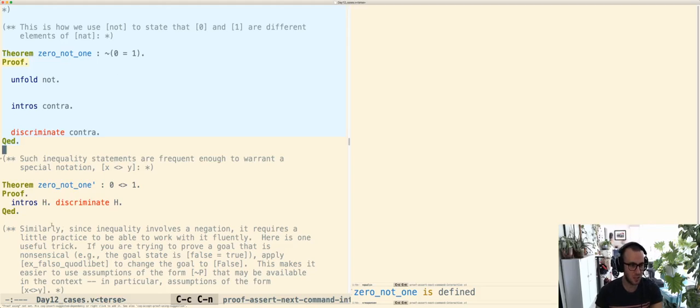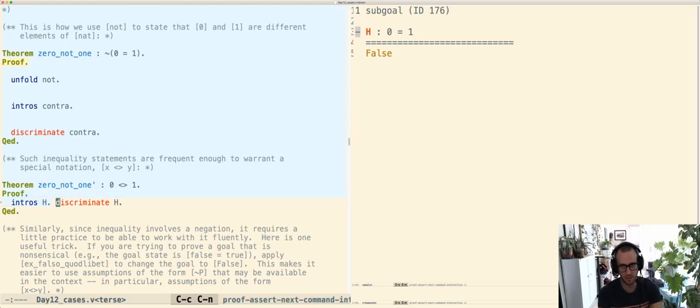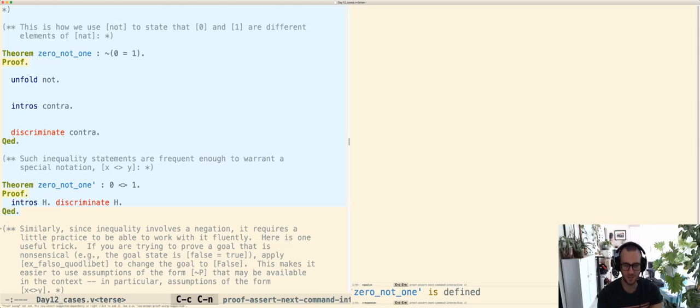Okay, so this is the way that I would prove it, right? I would write it just with the inequality, and I would say, okay, great. Suppose for a contradiction that 0 is equal to 1. It isn't. That's all I have to say.